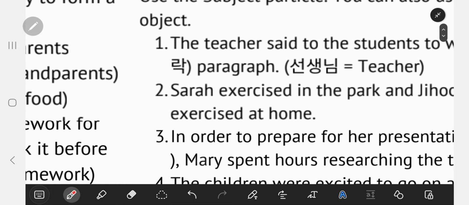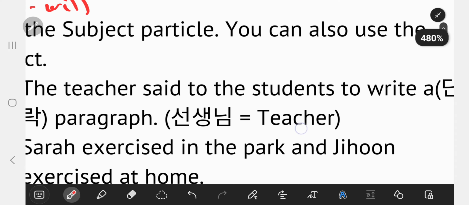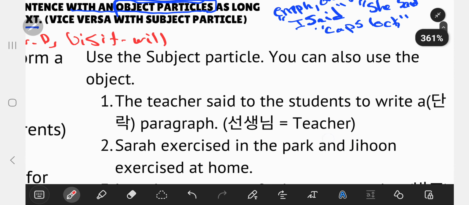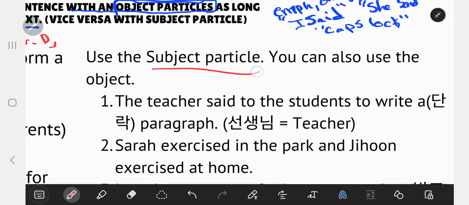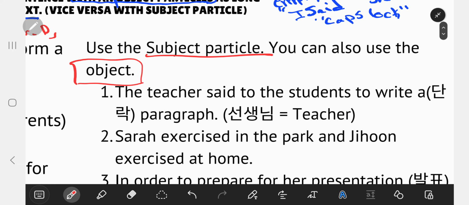And we're going to go over the second one for the subject particle this time. The teacher said to the students to write a paragraph. So this time, you can use the subject particle or the subject. Usually we'll use the subject particle. You can also use the object particle if you want to. So the teacher said to the students to write a paragraph. So we're going to start with the subject first. So the teacher, 선생님이, said to the students.